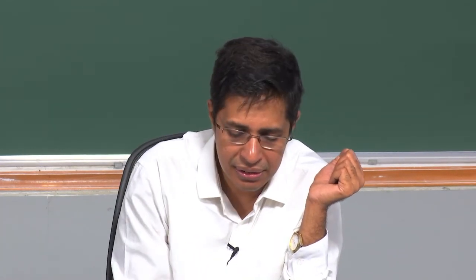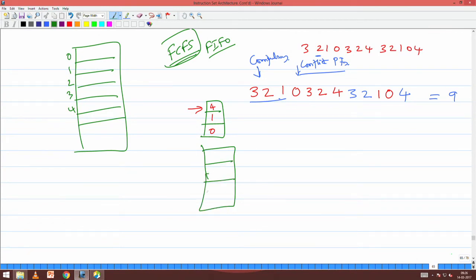So what is the next way of reducing it? Give it 4 frames. Now what happens? 3 is a page fault, 3, 2, 1, 0 are page faults. Then the next 3 and 2, and the next 3 and 2 are all page hits because 3 and 2 are here. The next is 4. So what will happen to 4? 4 will get loaded here.